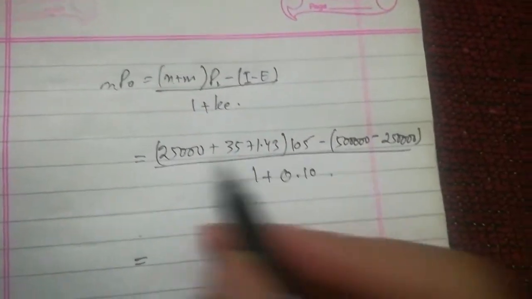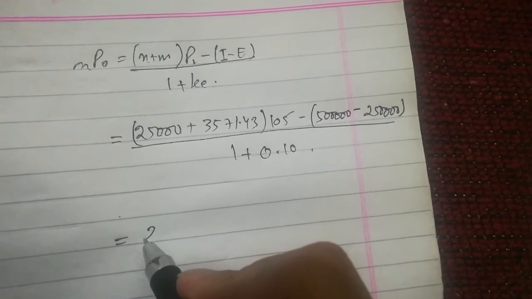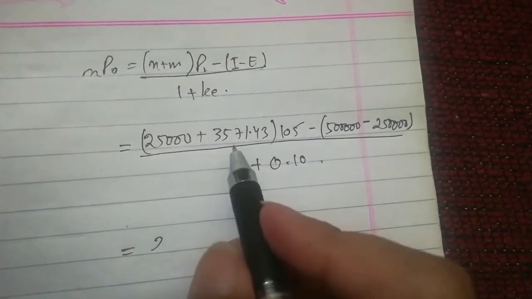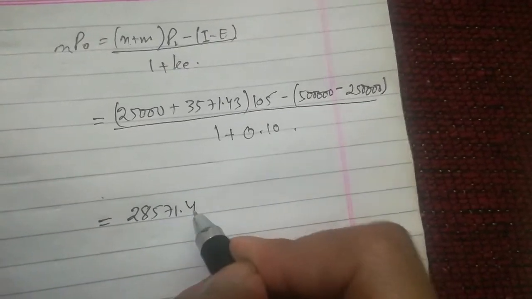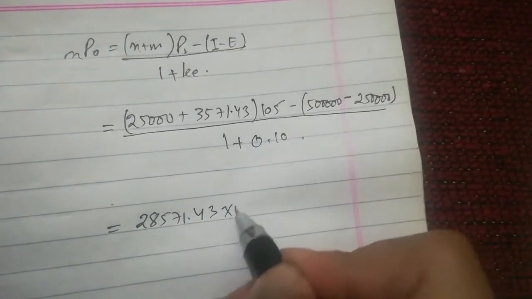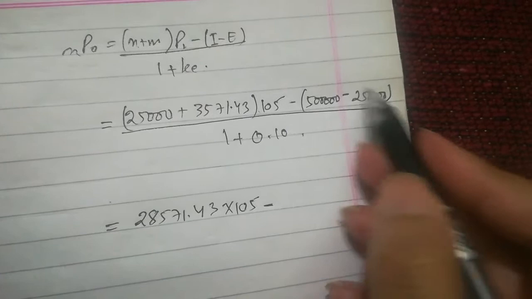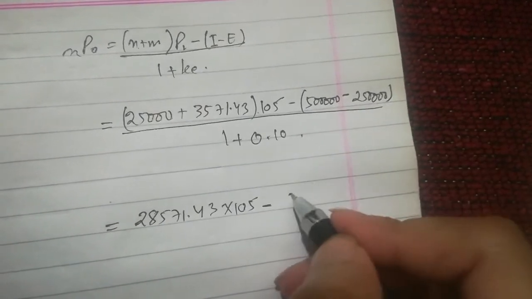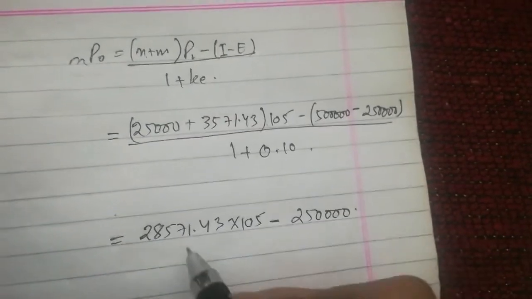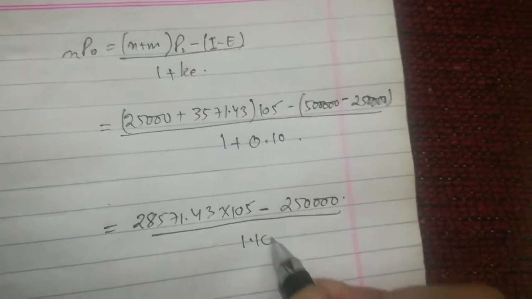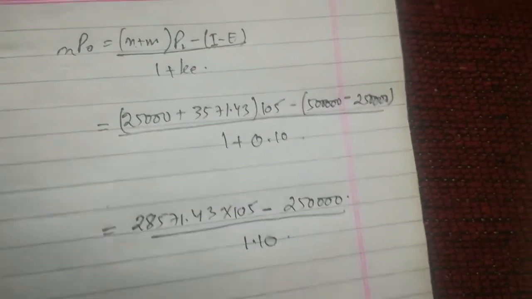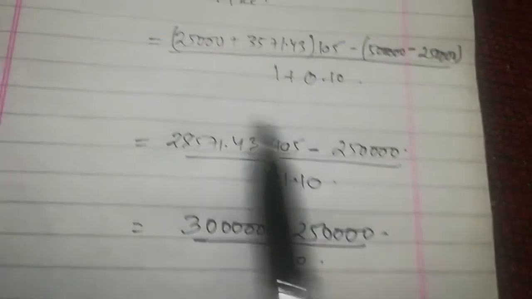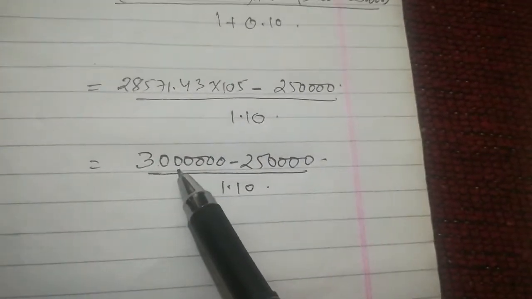Whenever you get things like this, first you do the brackets. So when you add these 2, you get 28571.43. Bracket means into. So into 105 minus, again first do the bracket. When you subtract 5 lakhs with 2,50,000, you have 2,50,000 by 1 plus, this is 1.10. Now multiply this 2 and minus this. After multiplying this, I got exactly 30 lakhs.